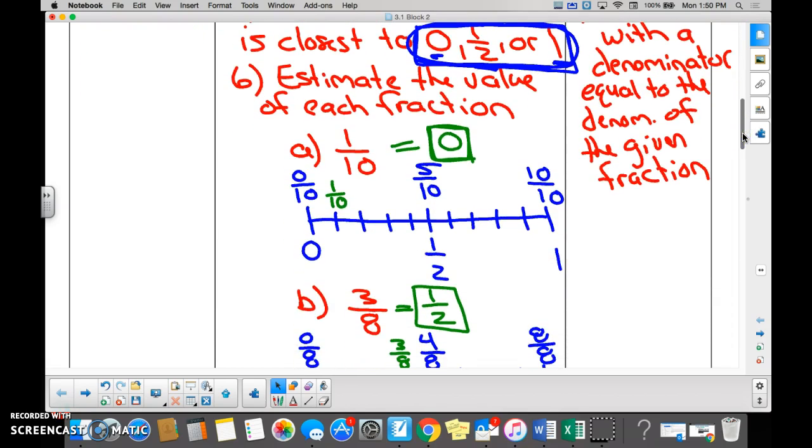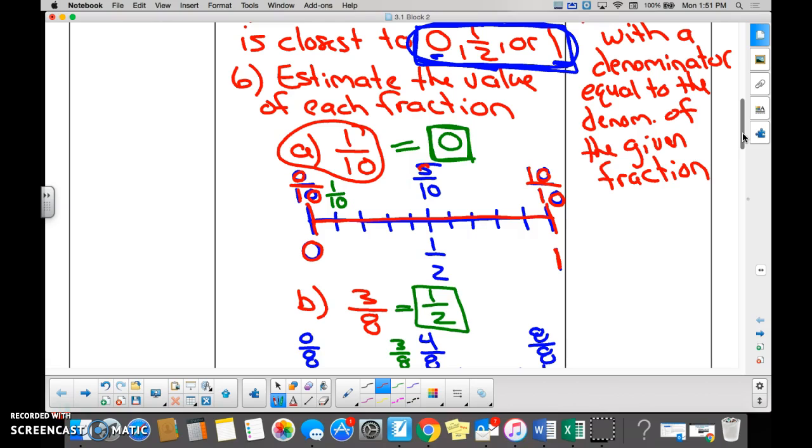So I'm just going to pick one of these to focus on. I'm going to pick the number 1/10. I wanted you to estimate what is 1/10. Is it 0, is it 1/2, or 1? And so what I had you do is I had you draw this number line right here. And I had you determine what is 0 in terms of tenths. Everybody, what is 0 in terms of tenths? 0 tenths, which is 0. What is 1 in terms of tenths? 10 tenths.